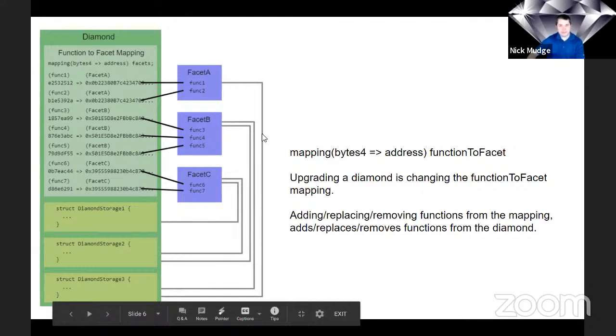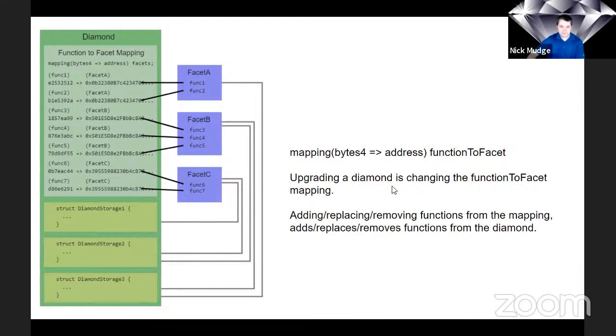And also as a note here, it says that upgrading a diamond is changing the function mapping. So maybe you have function 1, and when function 1 is called, it uses this contract with this address. And then to upgrade that function, you really just change the facet address. So now it's using a different facet for that same function. And to add functions, you just add new functions to the mapping that use different facets.